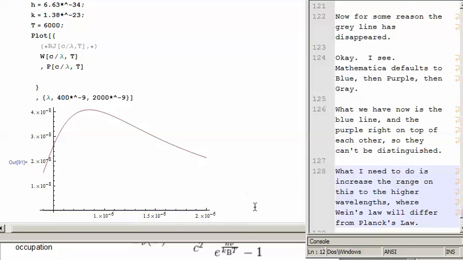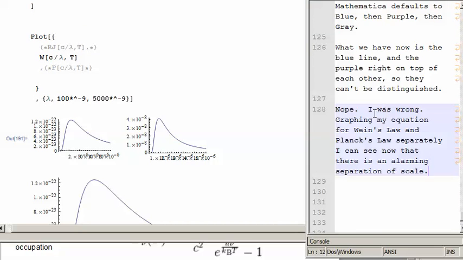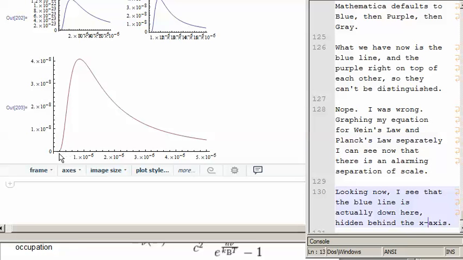Ooh, wait, it's still very, very close. Why is that? Nope, I was wrong. Graphing my equation for Wien's law and Planck's law separately, I can now see that there is an alarming separation of scale. This one is 10 to the negative 22nd, this one is 10 to the negative 8th. Looking now, I see that the blue line is actually down here, hidden behind the x-axis.